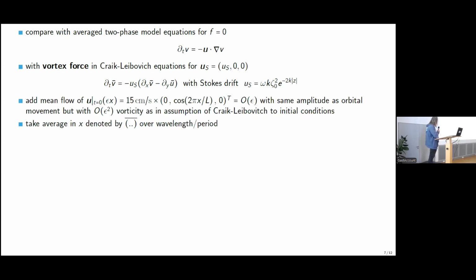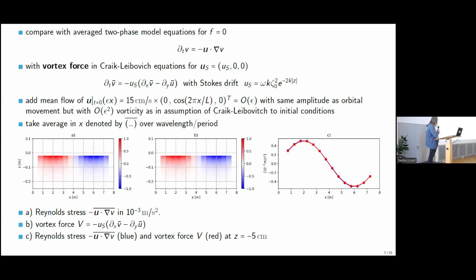This kind of mean flow was added to the initial conditions, and note that the amplitude, or the epsilon here, is the same amplitude as the orbital motions. It's the same magnitude, but the variation in x is smaller. And this is one assumption in the Craik-Leibovich equation, that the variations in background flow or vorticity, which are the gradients, are all epsilon squared and not the same order as the orbital motions. So we weigh this here with our background flow.